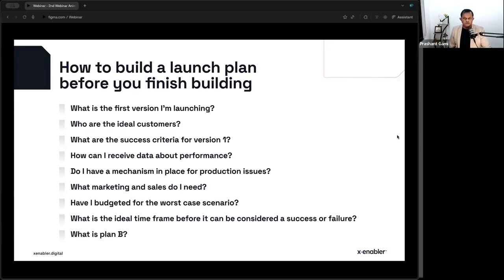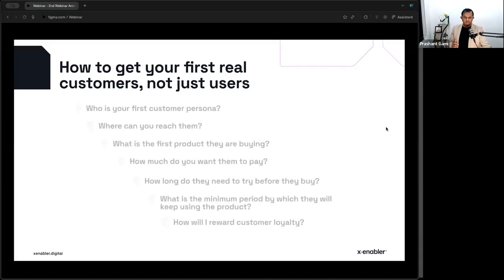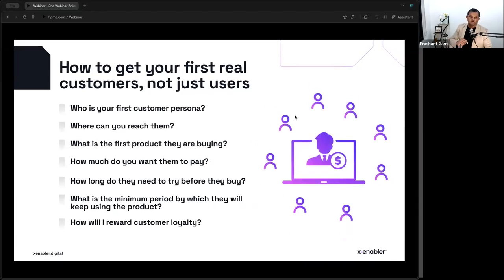Yep. Okay. So let's go to the main question. How do you make money? So how do you get your first real customers? Not the users, customers. Now, why that distinction? You might have a number of users and they might be free users, but none of them are actually paying. The person who is paying might not be the actual user of the platform.